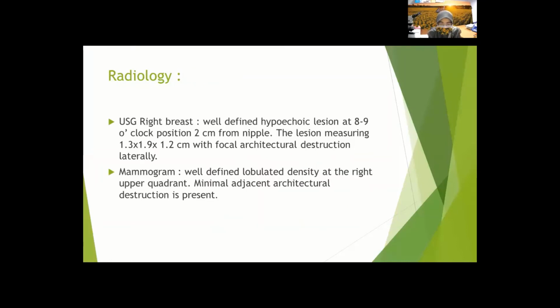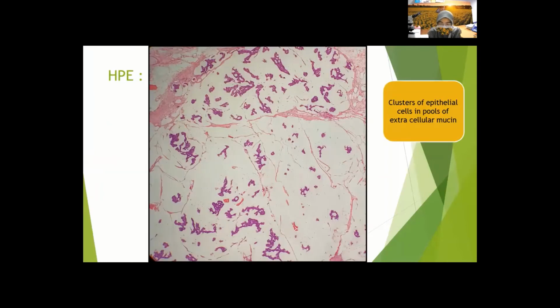Radiologically, the lesion is well defined, measuring about 2 centimeters with focal architectural destruction seen laterally. Mammographically also, the lesion is well defined with only minimal architectural destruction present. So they also radiologically suspected malignancy. After that they received the HPE. They proceeded with mastectomy with axillary clearance.